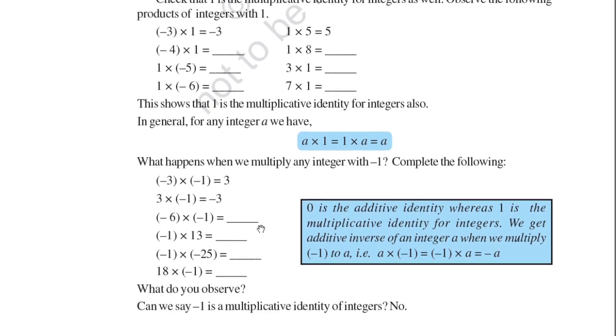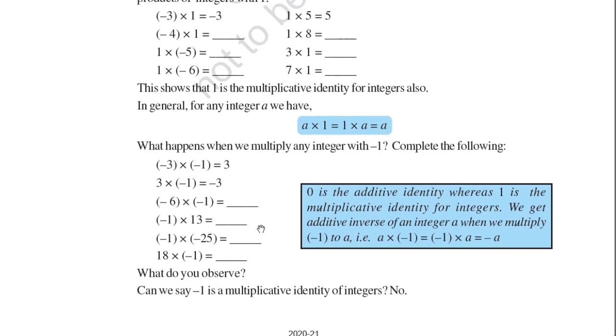So complete the following. When we multiply a negative with a negative, it will become positive. So minus minus becomes positive, so minus 1 into 3 is equal to minus 3, and 3 into minus 1 will become minus 3. 6 into minus 1, here 2 negatives are there, so it will become positive. So here it will be 6. Here only one negative is there, so when minus 1 is multiplied by 13, it will become minus 13. Here positive 25 and here negative 18.